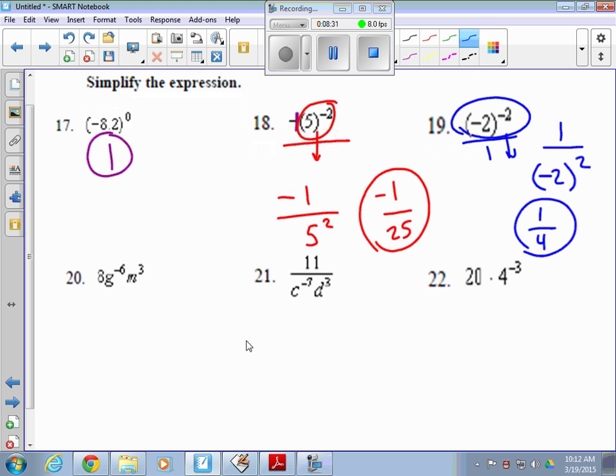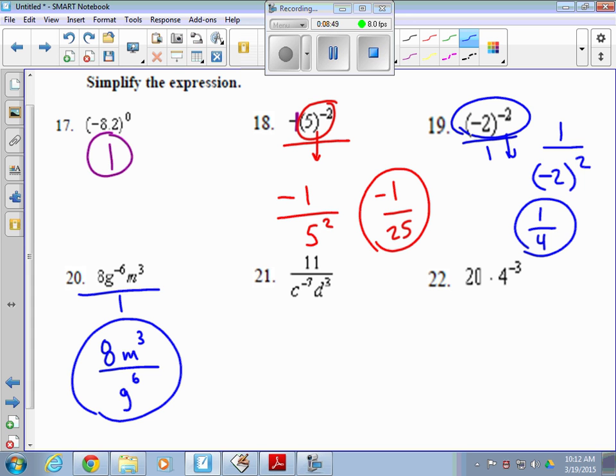8g to the negative 6th, m to the 3rd. The only thing raised to a negative exponent is g. So it's the only thing that goes down. 8 stays at the top. m to the 3rd stays at the top. g to the negative 6 goes down and becomes g to the positive 6.